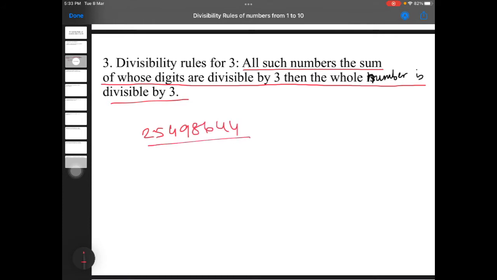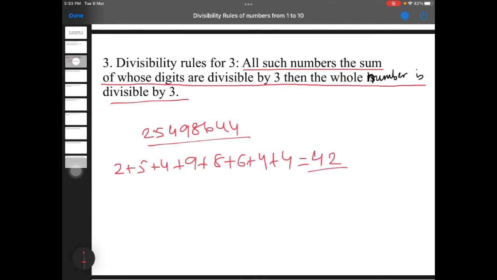For example, if we take this number, 25498644, suppose we add the digits of this number, how much does it come to? 2 plus 5 plus 4 plus 9 plus 8 plus 6 plus 4 plus 4. 2 plus 5 is 7. 7 plus 4 equals 11. 11 plus 9 is 20. 20 plus 8 is 28. 28 plus 6 is 34. 34 plus 4 is 38. 38 plus 4 equals 42. So the sum came out to be 42.